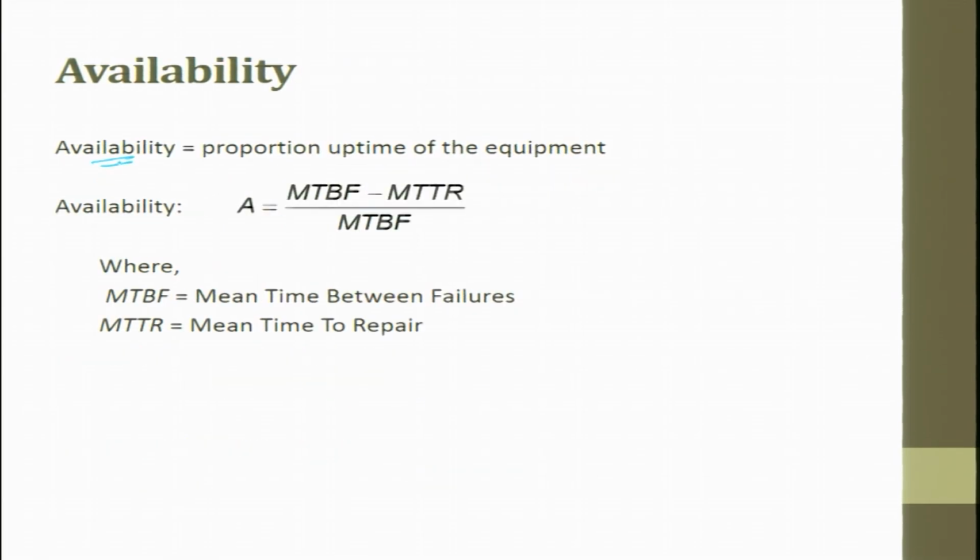If we want to find out the availability of the machine, it is A. A is the proportion of up time of the equipment, that means the available time for machining is called availability. A can be defined as MTBF, that is mean time between failures, minus MTTR, mean time to repair, divided by MTBF. So, that gives you the availability.